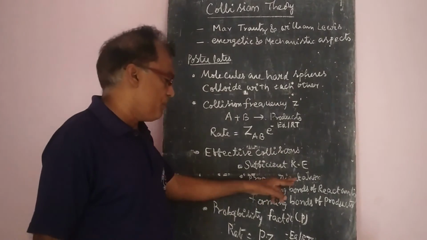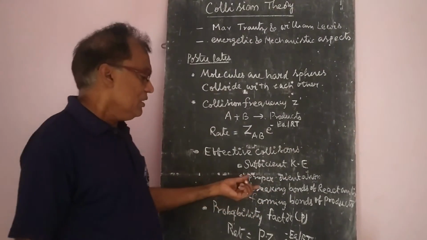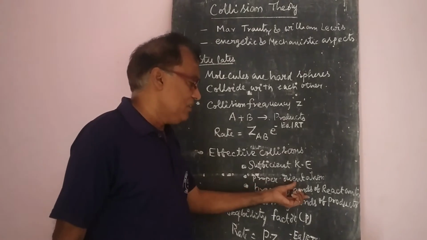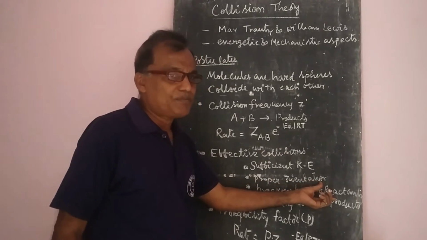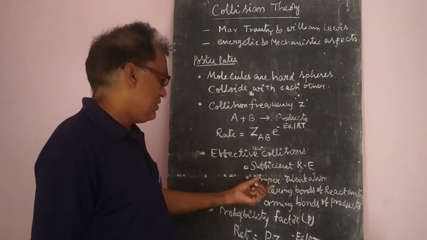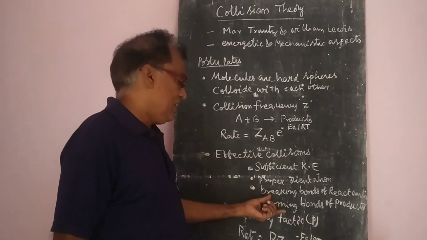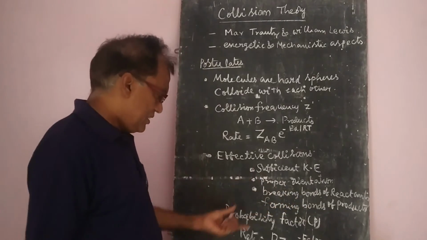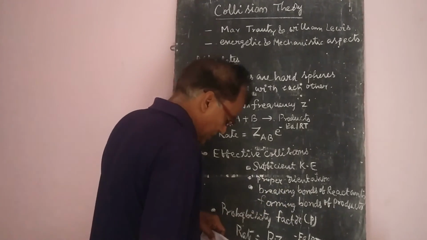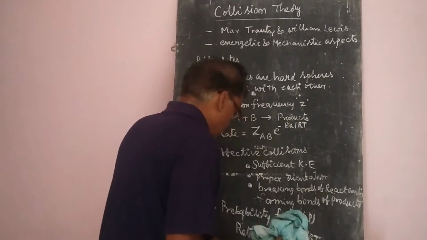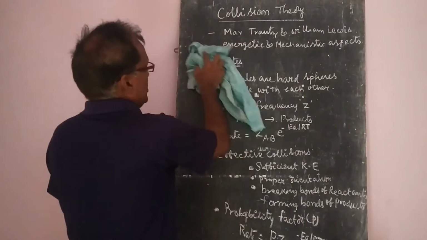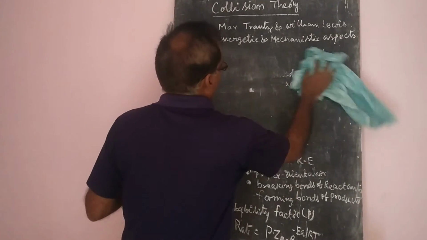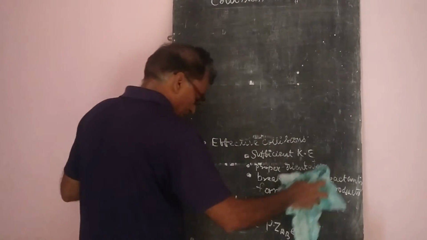While doing this proper orientation, what will happen? The bonds of the reactants will be broken, and then automatically they will form the bonds of the products. So let us take one example. Effective collisions require proper orientation. How can you say whether it is properly oriented or not? Let us see one example.